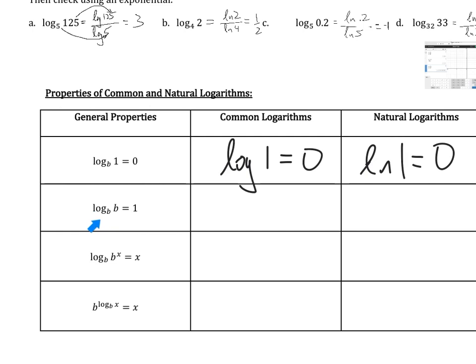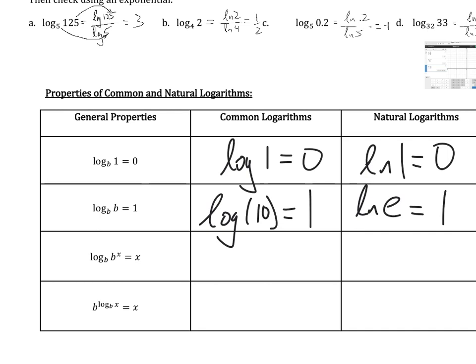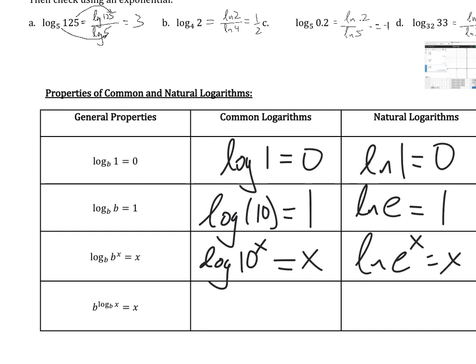We saw this property that log base b of b is 1. So what that means is the log base 10, which we don't usually write the 10 there for a common log, is 1. Or the natural log of e, because the invisible base there is e, is 1. We also saw that log base b of b to the x is just x, because x is the power you put on b here, right? X is the exponent. So in other words, if we have log of 10 to the x, well, that's just x. Or if we have the natural log of e to the x, that's just x.